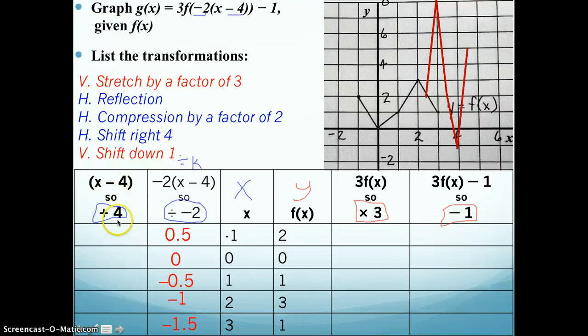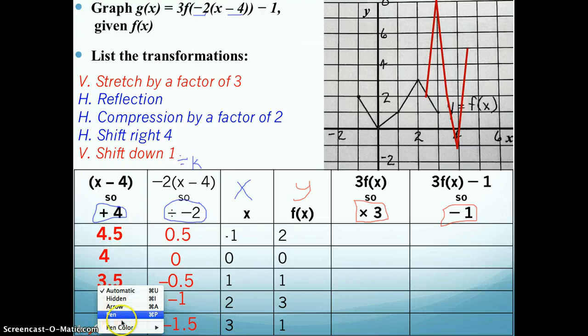Okay, next, the next horizontal change that's happening is we have this movement right by 4. So I'm going to take all of my new x values and I'm going to add 4 to them to make them move right. So it's going to bring this one to 4.5, this one to 4, this one to 3.5, this one to 3, and this one to 2.5. Great. So now these are all my new x values.